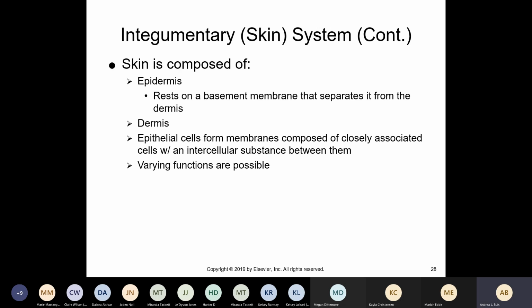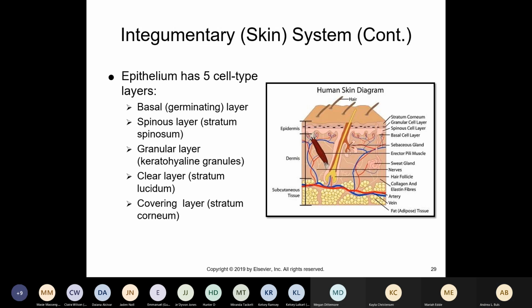Skin is composed of the epidermis and dermis. The epidermis rests on a basement membrane that separates it from the dermis. And then we have the dermis. There's epithelial cells that will form membranes that are composed of closely associated cells and intracellular substance that kind of holds it all together. And there's lots of functions of the skin. There's 5 cell type layers to the epithelium that I was showing you on that picture, and now this one shows you a little bit easier. There's not quite as many things pointed out on this image.